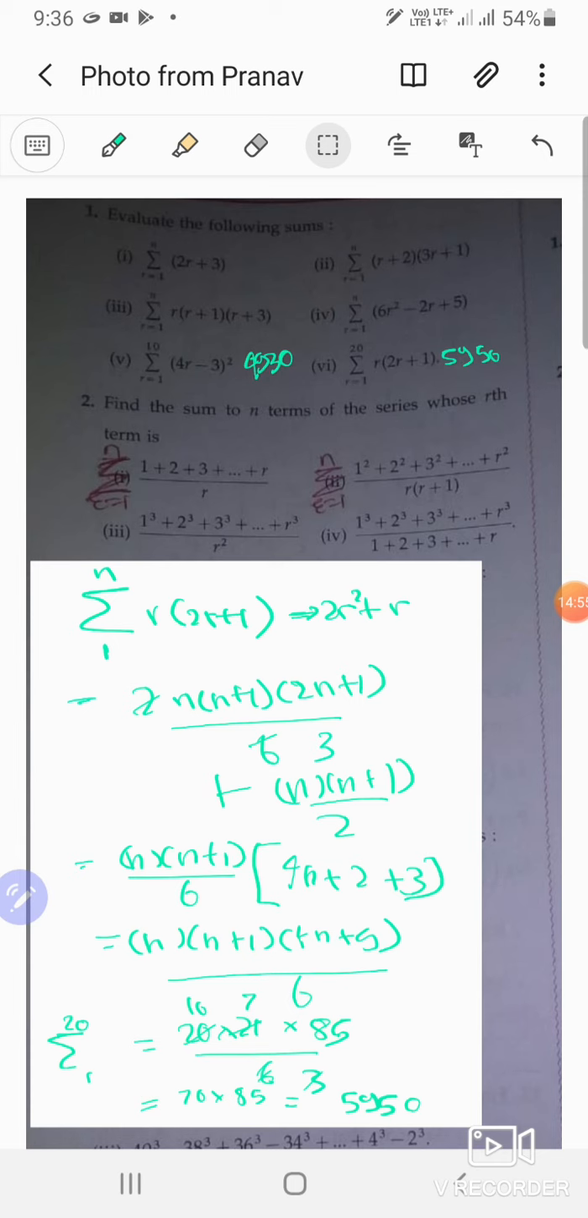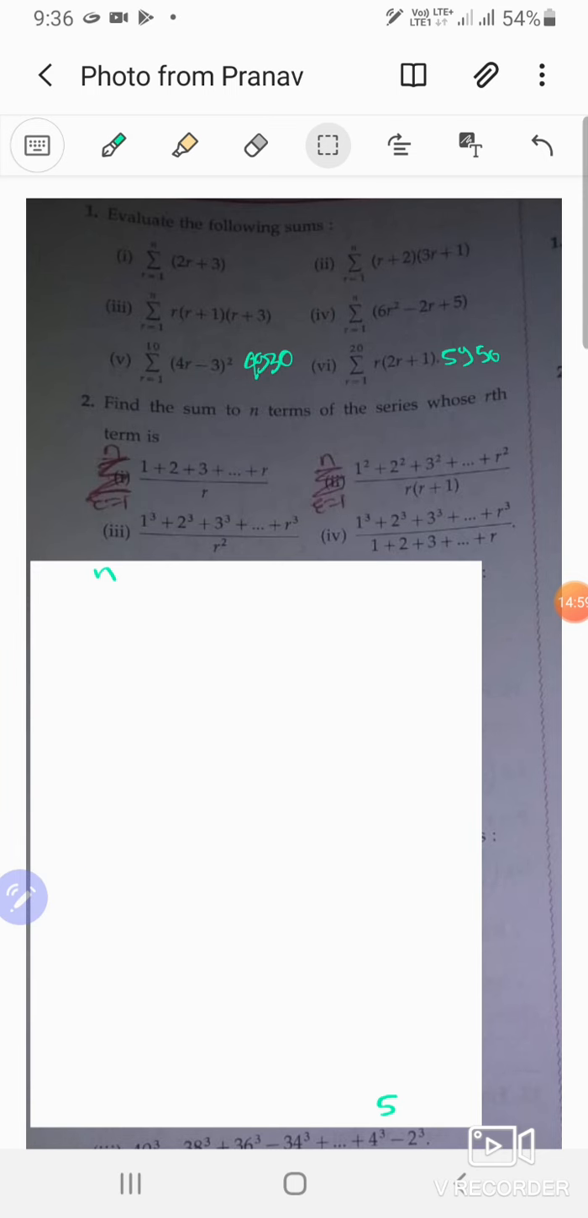Okay, so the next question is find the sum to n terms of the series whose rth term is. Okay, fine. So the rth term of the first one is given by 1 plus 2 plus 3 all the way till r upon r. Okay, no problem. Well, this thing, it can be written as r into r plus 1 upon 2 upon r. Yes, so this is supposed to be equal to r plus 1 upon 2.